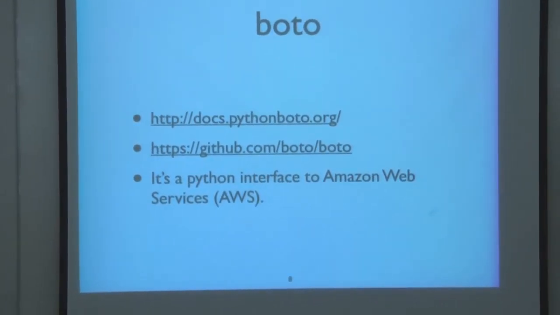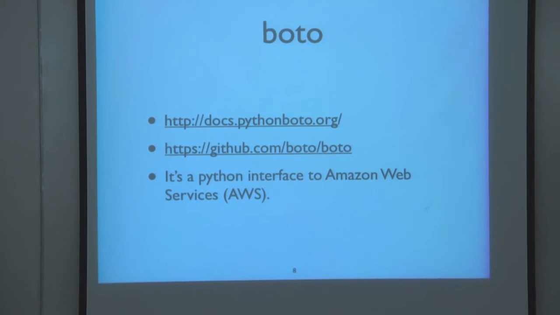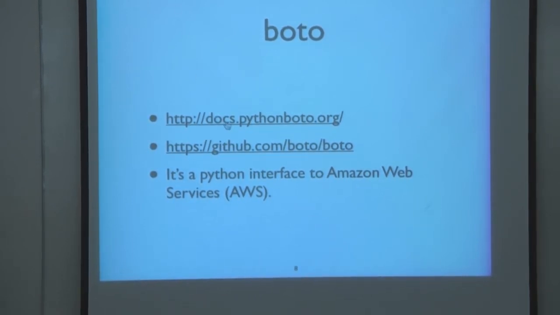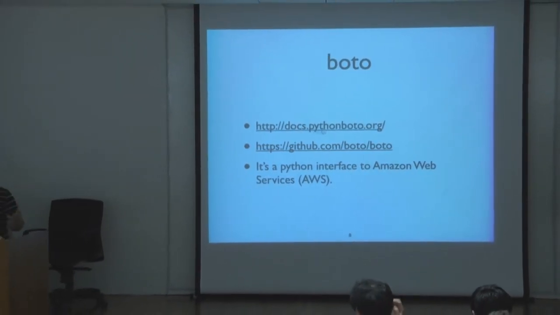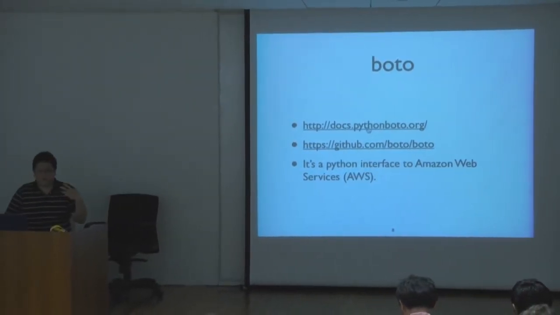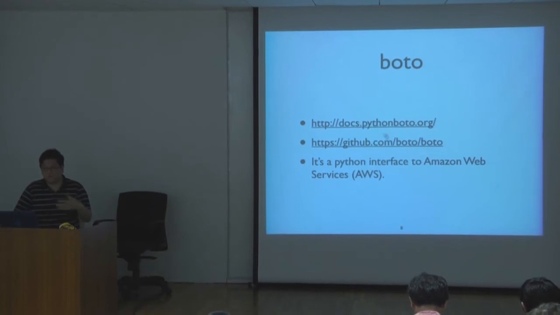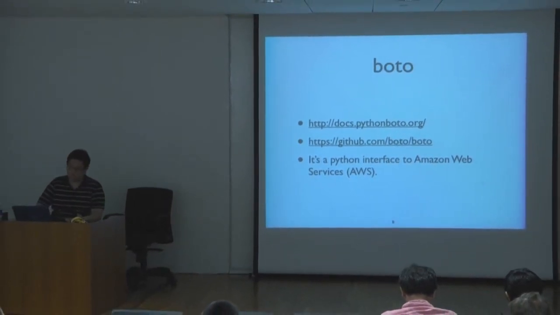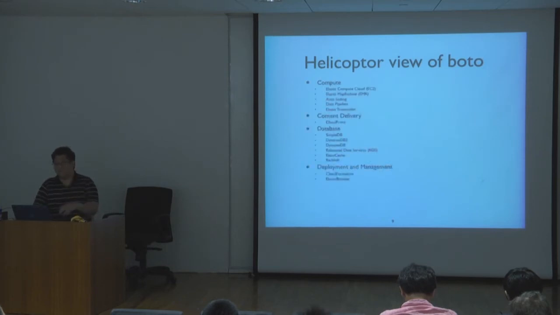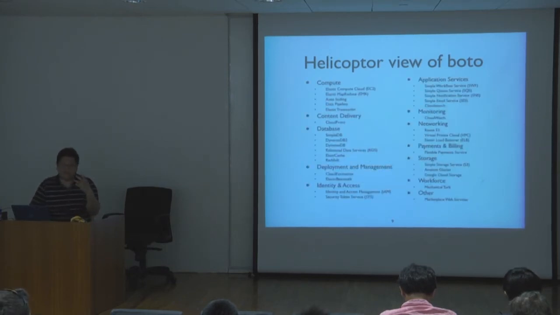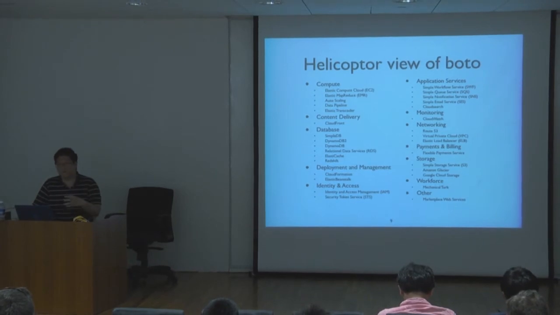So going back to Boto, I've got a few links to the documentation. This is where you go to look at the APIs, what you can do, what you can't do with Boto, and this is the source code. There's a ton of stuff. Like I said earlier, AWS has a ton of stuff. Boto supports most, if not all of it.